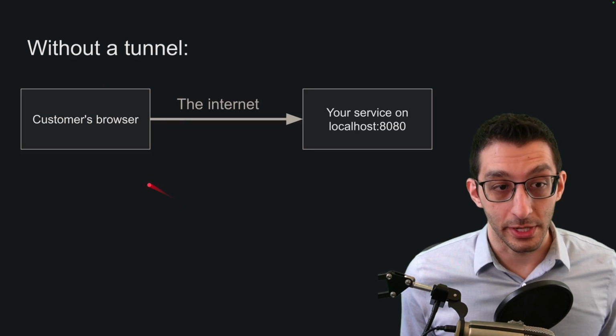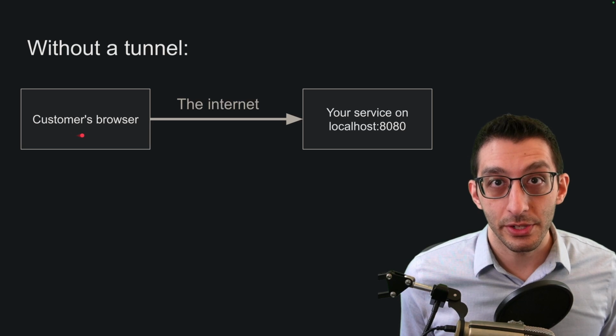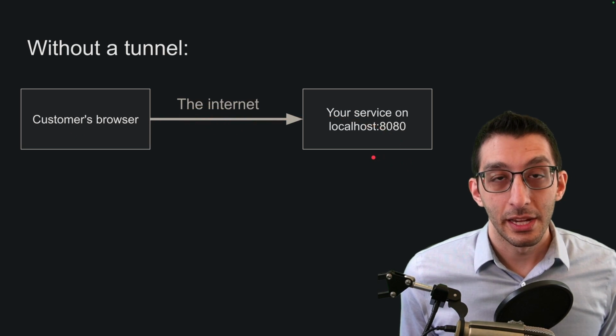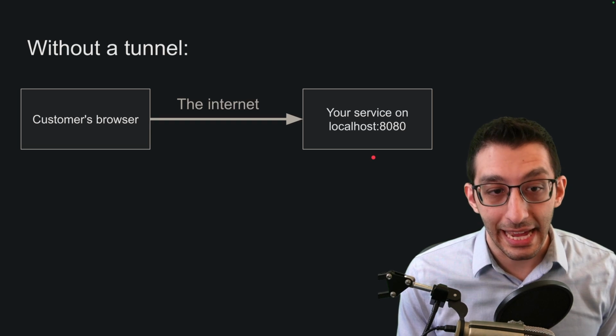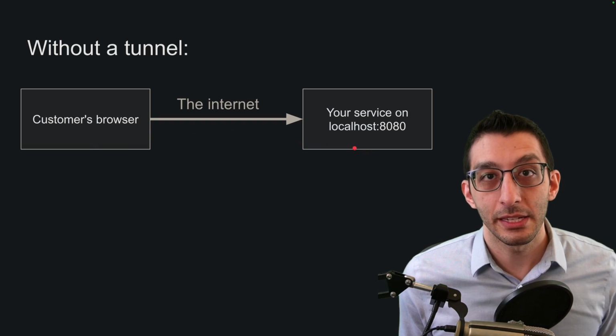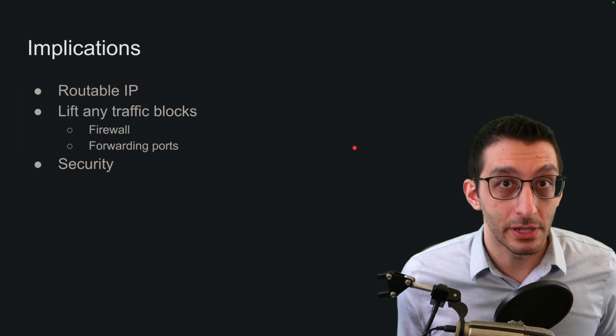And it's very straightforward. You have a customer going to their browser. They type in a URL. That request gets routed over the internet, and it makes it to your machine. This is as close to a direct connection as you can have with the internet being involved. And you can essentially think of it like the customer is directly hitting your machine. And as a result, there are certain implications of that.